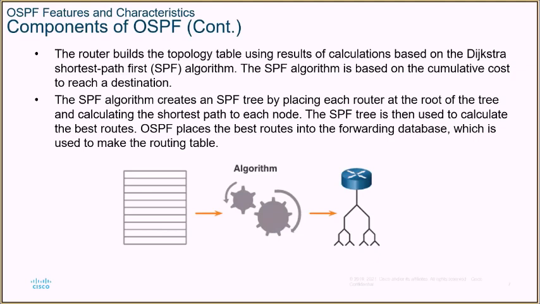Okay, so we're still doing components. The router builds the topology table using the results of calculations based on the Dijkstra shortest path first algorithm. The SPF algorithm is based on the cumulative cost to reach a destination. As part of the process, the SPF algorithm creates a shortest path tree by placing each router at the root of the tree and calculating the shortest path to each node. The SPF tree is then used to calculate the best routes. OSPF places the best routes into the forwarding database, which is used to, of course, create the routing table.